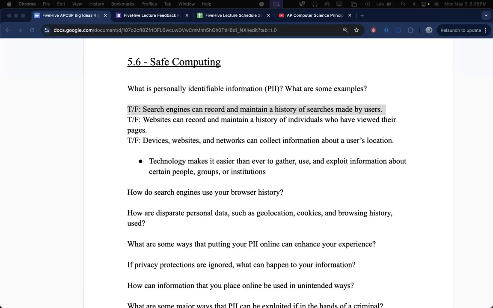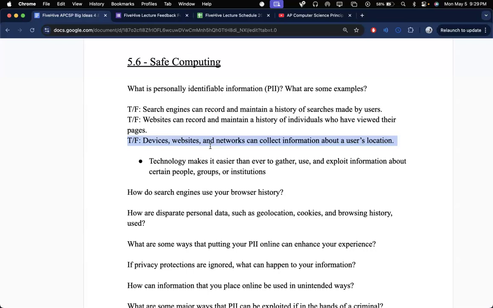Yes. That one's true, right? Obviously it's true, right? If you go on Google, you can see your search history, right? It's pretty straightforward. It's just good to know that, obviously, right? Like I've said, these are more common sense stuff, right? Websites can record and maintain a history of individuals who have viewed their pages. Again, true, kind of common sense stuff. And then devices, websites, and networks can collect information about a user's location.